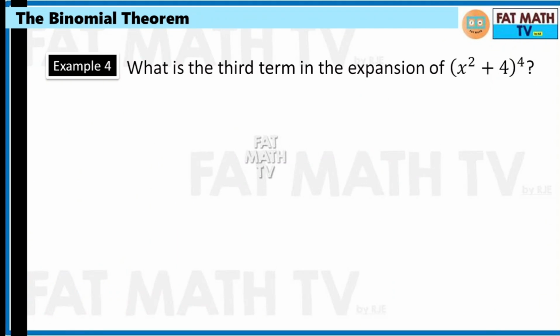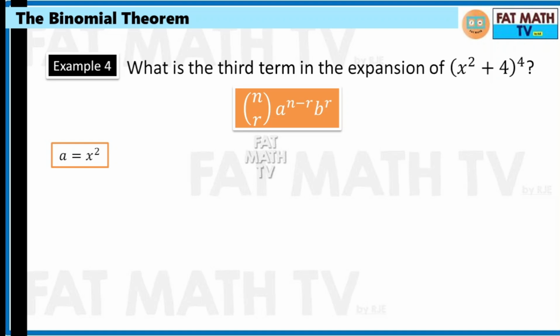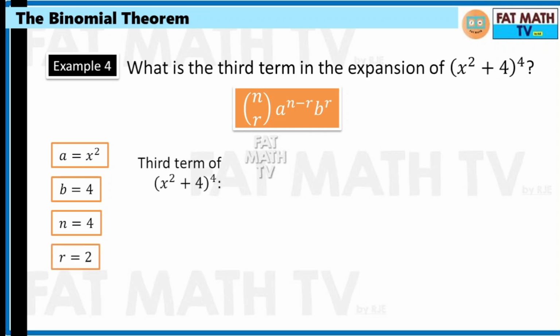Another example, example number 4. What is the third term in the expansion of x squared plus 4 raised to 4? So in the formula, our a here is x squared. That is the first term of the binomial. The second term of the binomial will be the b. And then the exponent is n. And then since we're looking for the third term, r is 2. So in the formula, we will have 4 choose 2, or 4 taken 2 at a time. X squared raised to n minus r is 4 minus 2. And b is 4 raised to r, which is 2.